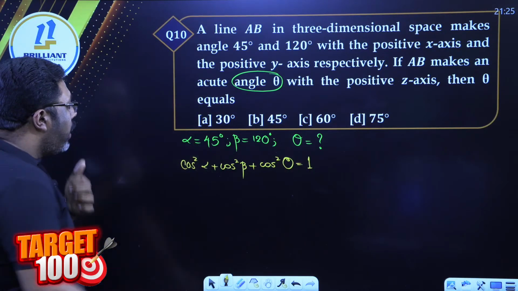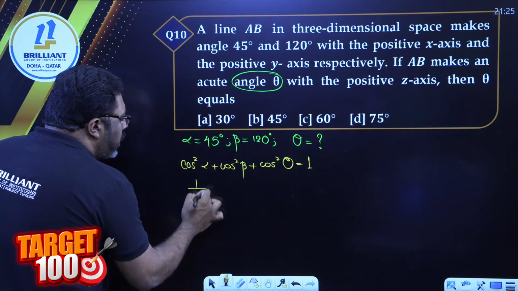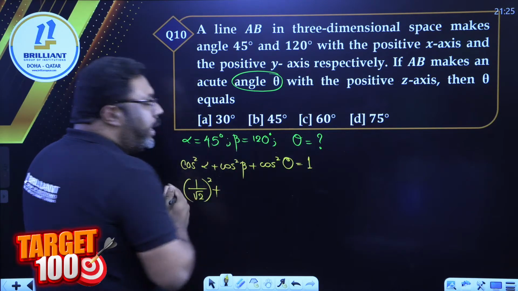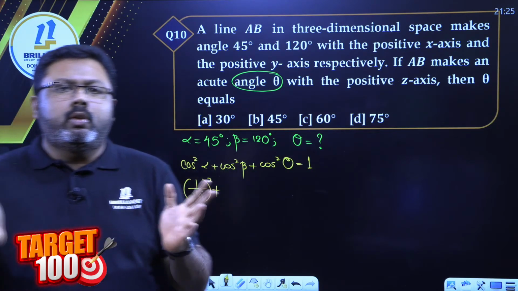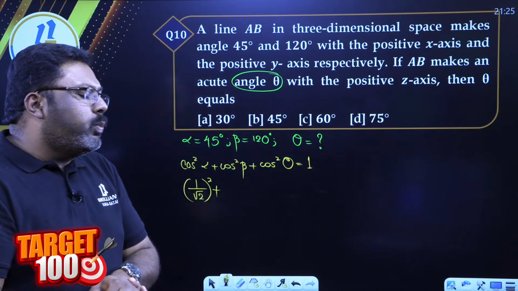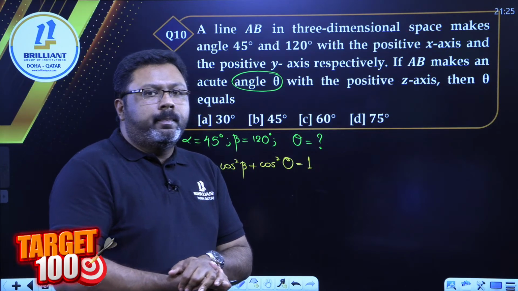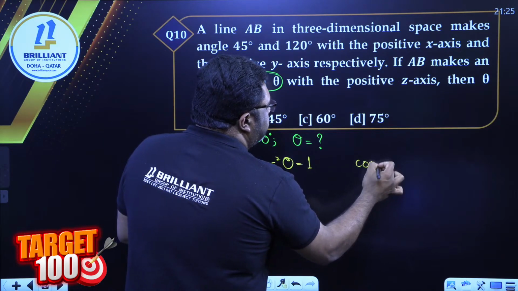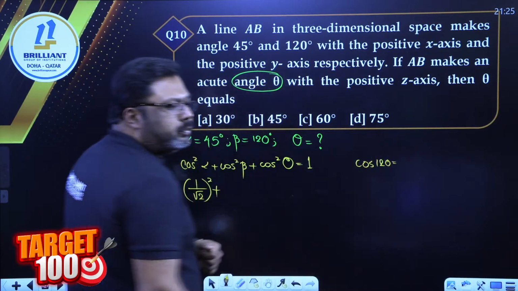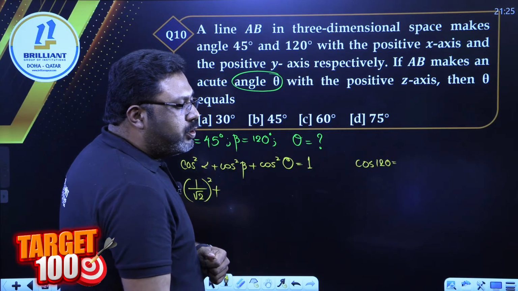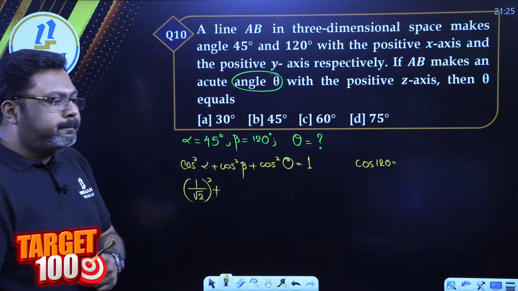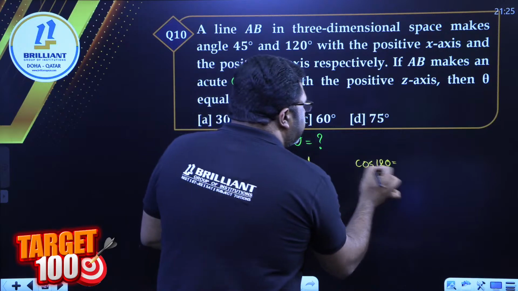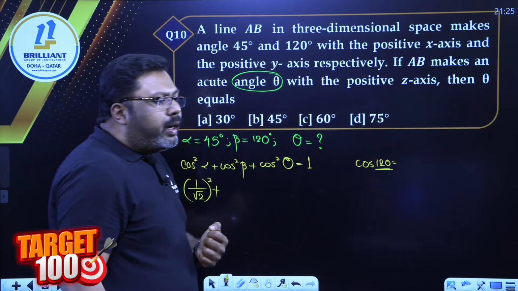What's cos squared alpha? Cos squared 45. So cos 45 is 1 by root 2, squared. Cos 120. No worries, please. Come on. What's cos 120? Anyone like to give me an answer? What's cos 120? Nobody wants to give an answer on cos of 120? Isn't it an angle in the second quadrant?